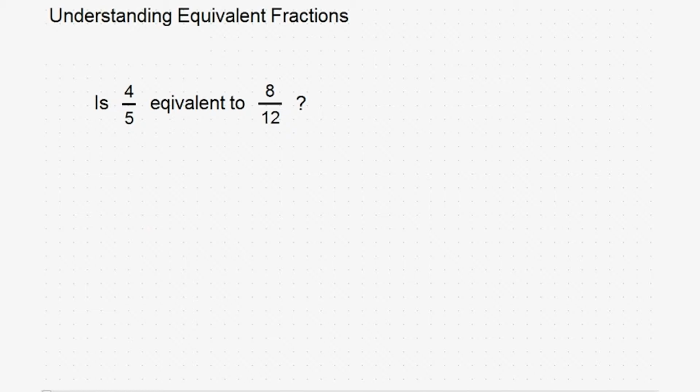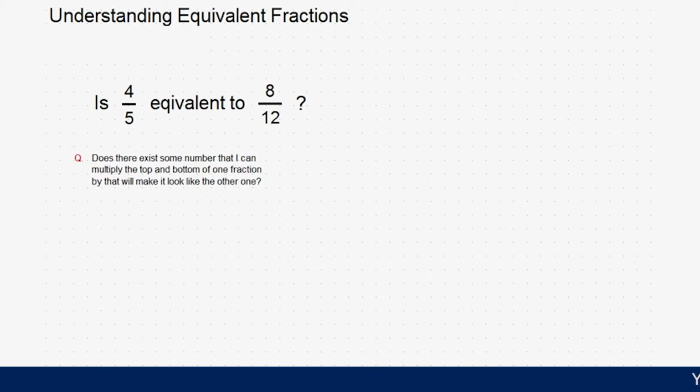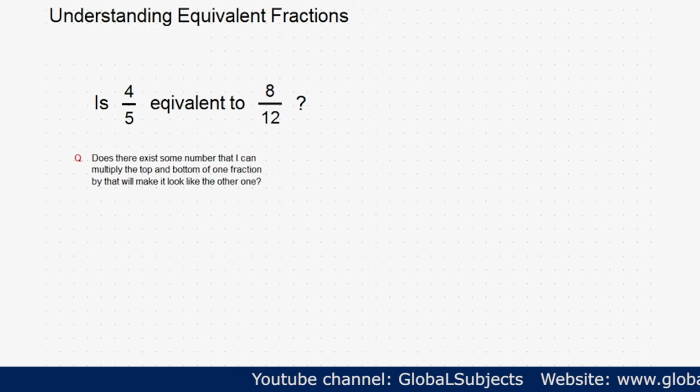Suppose we wanted to determine if 4/5 was the same as 8/12. An easy way to do this is to simply see if you can find some number that, if you multiplied both the top and bottom of one fraction by it, you would be able to make the other fraction. So, for example, if I multiply the top and bottom of 4/5 by 2, I'll end up with 8/10, because 4 times 2 is 8, and 5 times 2 is 10.